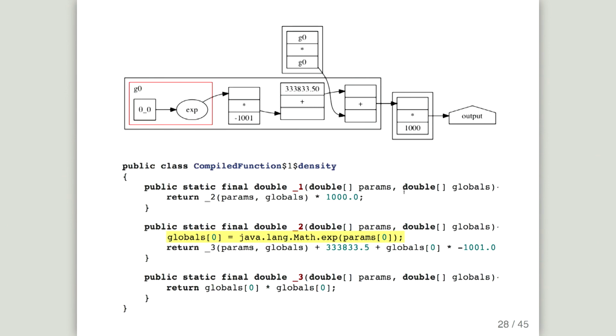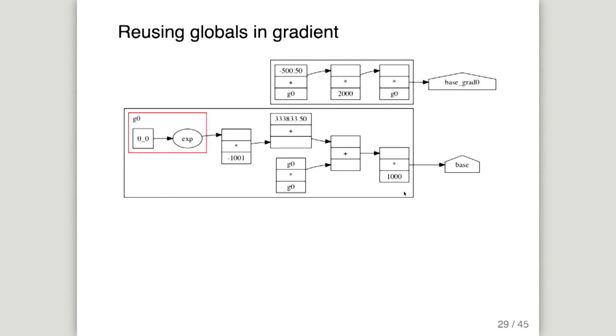Do all of your methods have that signature of params? All of the methods have that identical signature of double array of params and double array of globals and returning double. Yeah. We also have to split between multiple classes because individual classes can get too big, but it doesn't really matter. It's all static final stuff, right?